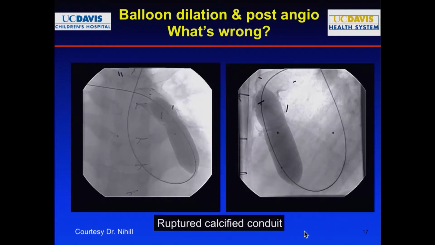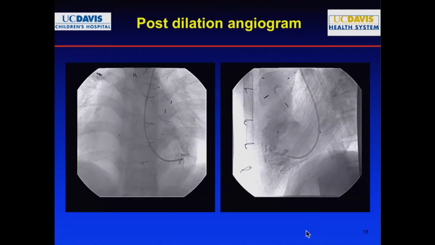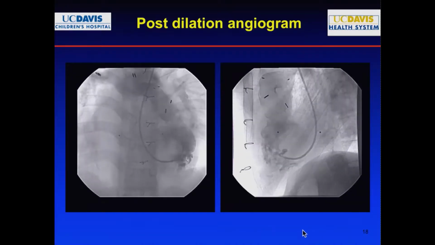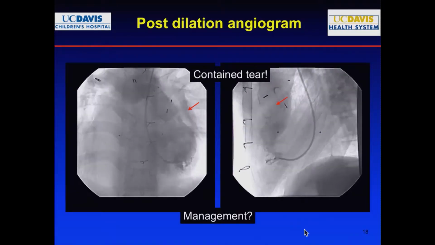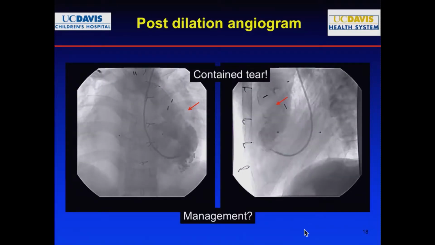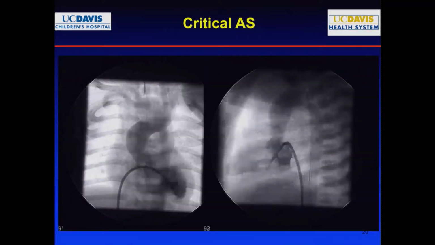So of course, when you rupture the conduit here, you take a picture and now you have to ask yourself, is this contained or uncontained? And I would think that most of you will say this is an uncontained tear. This kid goes to surgery. All right, so again, this is the kind of things you have to think through in your mind as you're doing these angioplasties. All right, let's talk about valvuloplasty.